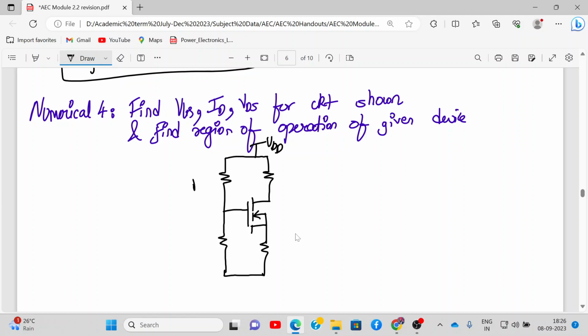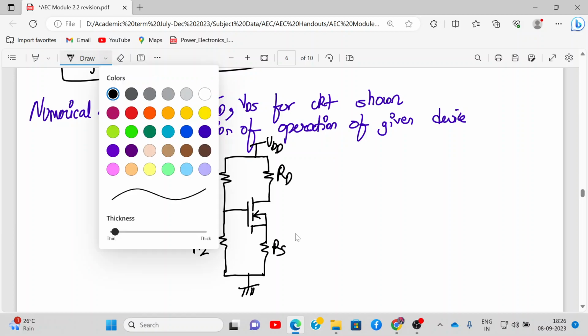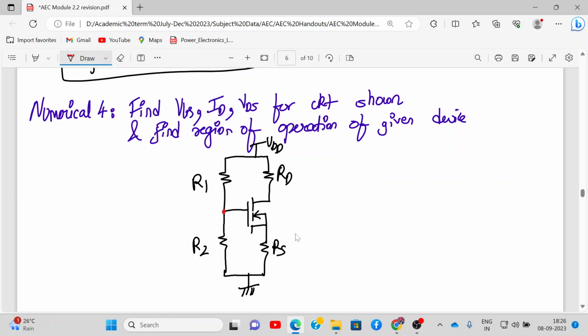This is VDD, R1, R2, RD, RS, and ground. Now, if you don't remember the formula directly, that is fine, or else convert it to Thevenin's equivalent and all that. What is the given data?